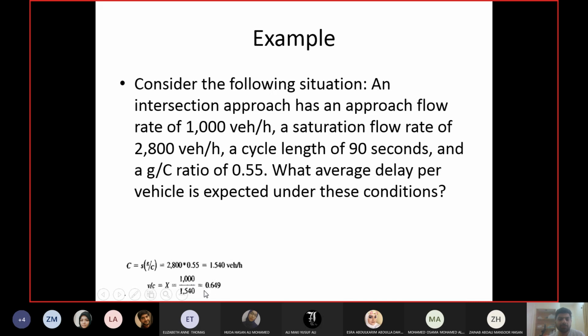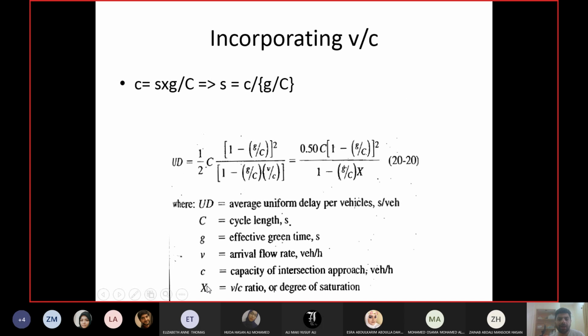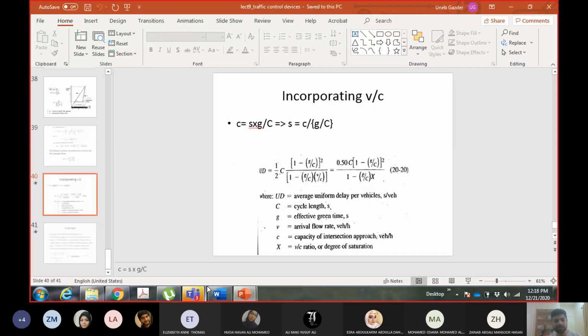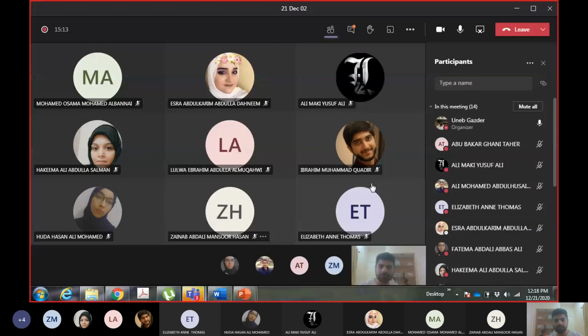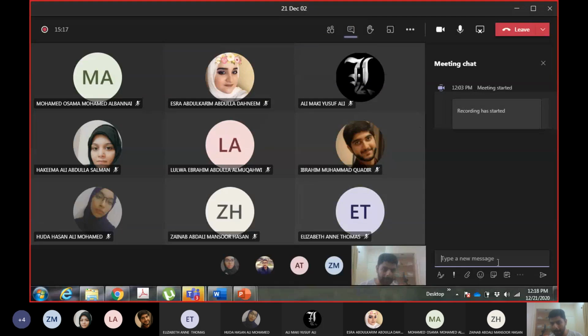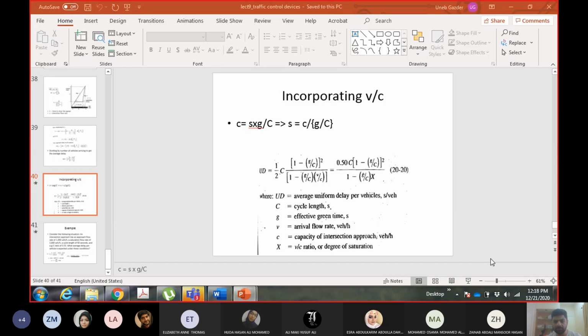Your V by C ratio will be 0.649. So now I have all the values required for this equation. V by C ratio 0.649, G by C ratio 0.55, cycle length 90 seconds. What else do I need? Cycle length, yeah, everything is given.